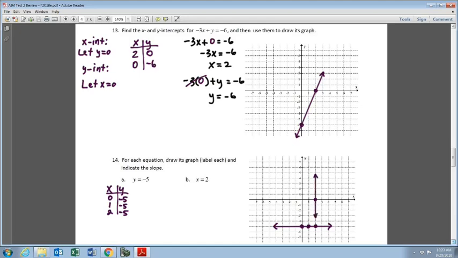And it's going to look like that at x equals 2. And again, you could make a table and choose your x values to be 2. Let y be anything you want it to be. And when you plot those points, you can see they're on a vertical line. So this is x equals 2 here.